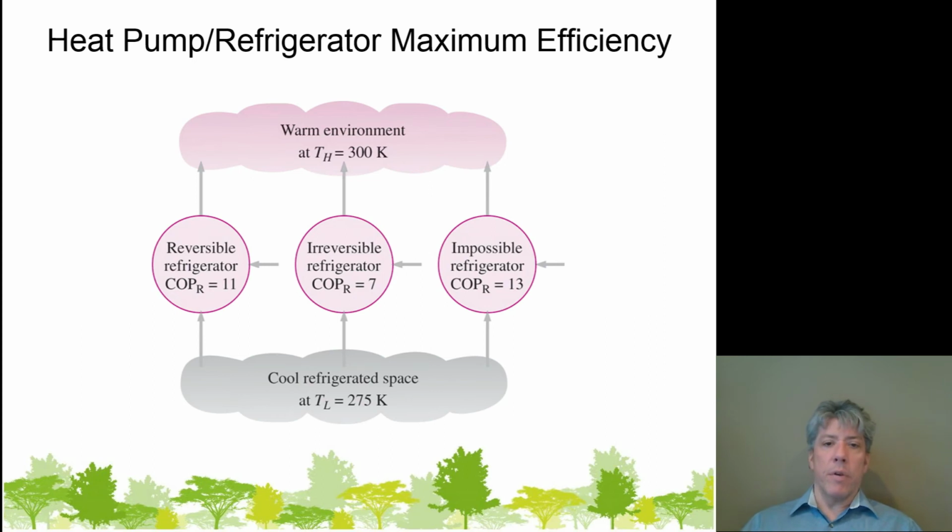So for a refrigerator, if you have a refrigerated space at 275 Kelvin, which is a reasonable temperature for a refrigerator, and you have a warm environment like a kitchen at about 300 Kelvin, that's only 25 Kelvin difference, but it's the ratio of those two that matters. And so the maximum reversible refrigerator coefficient of performance in that case is 11. That's the best you can ever do. If you go back to that coefficient of performance equation for a refrigerator, you'll see that the math works out this way. Irreversible refrigerators will not do as well. They will have a lower efficiency, and it's impossible to make a refrigerator with a higher efficiency than that.